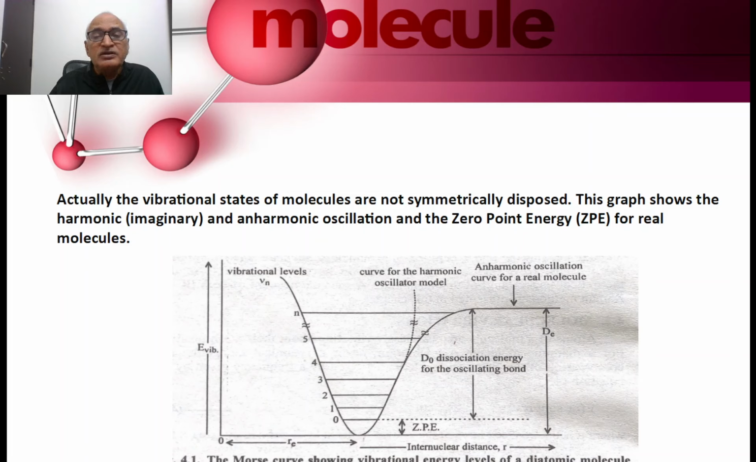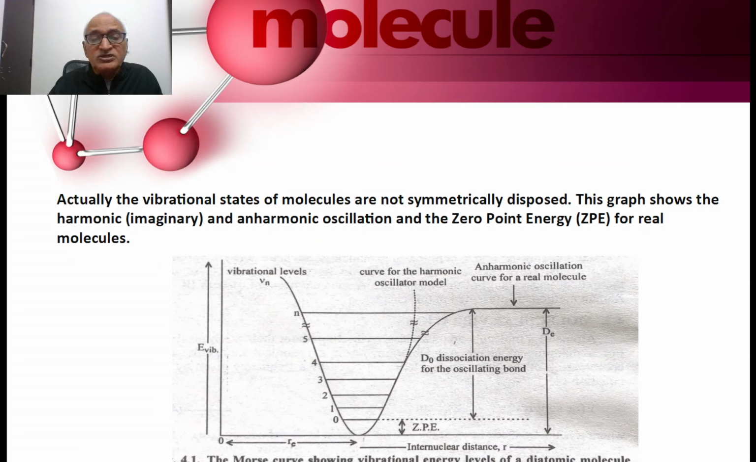The thick line shows the potential energy graph for the anharmonic oscillation of a real molecule. Here this symbol dE indicates dissociation energy. If the vibrational level reaches that point, then the molecule will break away.